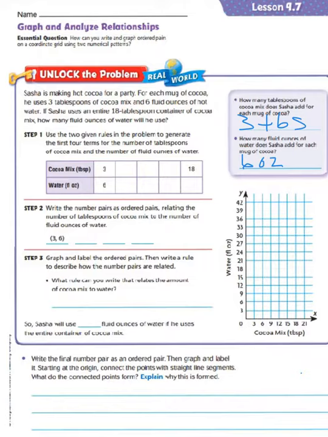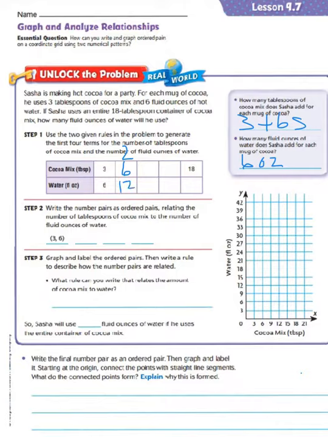So we're going to use the 2 given rules in the problem to generate the first 4 terms for the number of tablespoons of cocoa mix and the number of fluid ounces of water. So for 1 mug of cocoa, he uses 3 tablespoons of cocoa mix and 6 fluid ounces of water. So then for 2 mugs, following the rule, we would need 6 tablespoons of cocoa mix, and 6 times 2 would be 12 ounces of water.